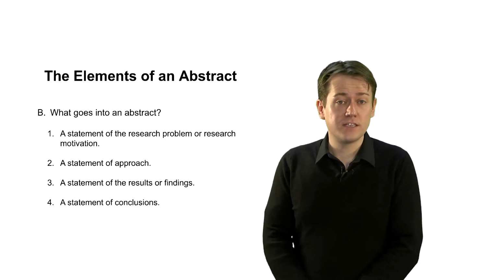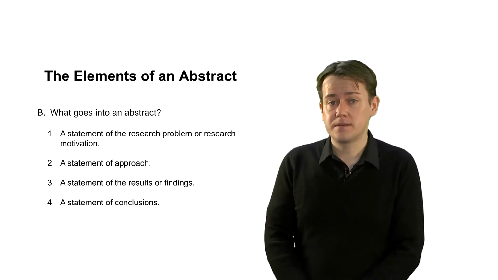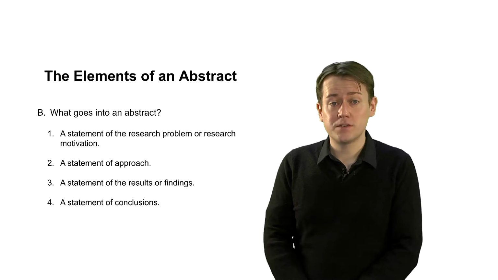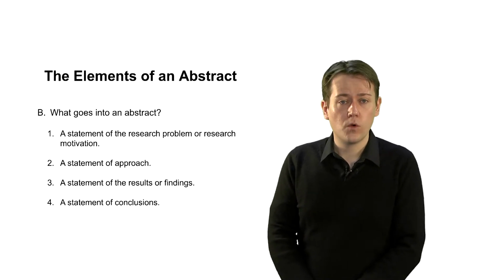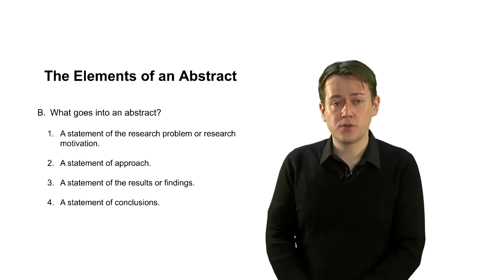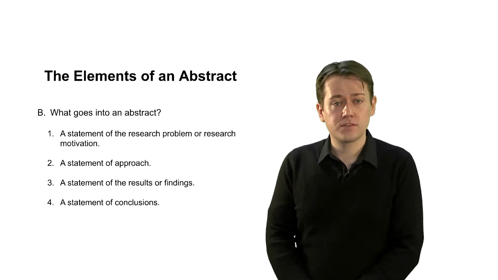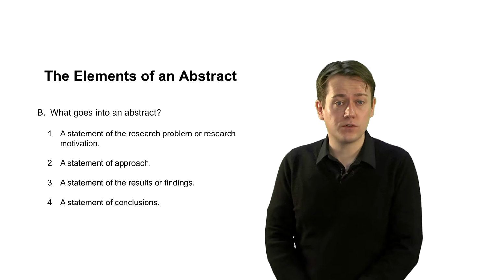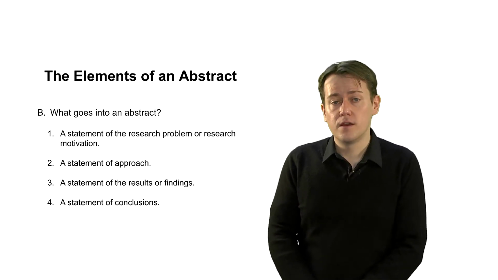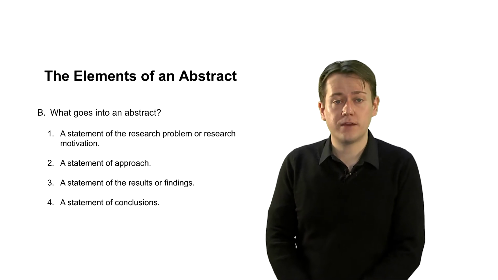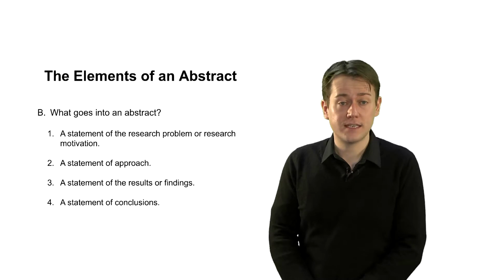An abstract is normally composed of the following elements. First, there is a statement of research problem, or the research motivation. What problem exists in the world that has prompted the research? What is the research attempting to understand or to solve? What question does the research answer? For example, your research may seek to address a perceived communication barrier between disaster managers and sections of the media.